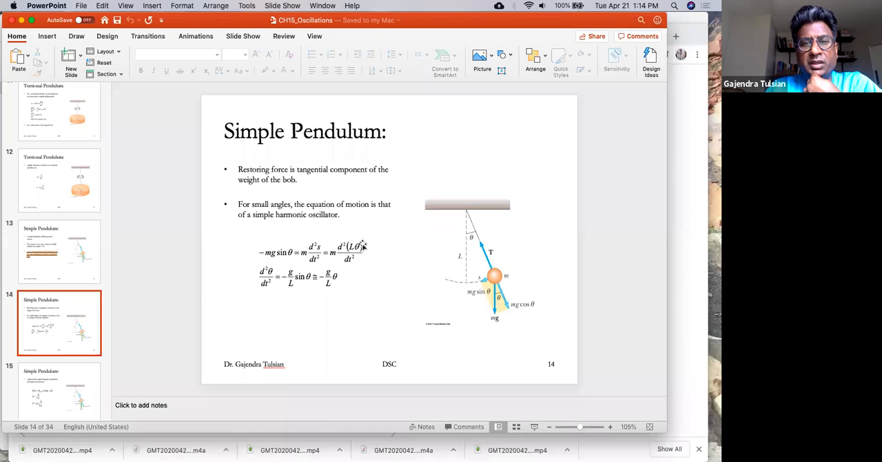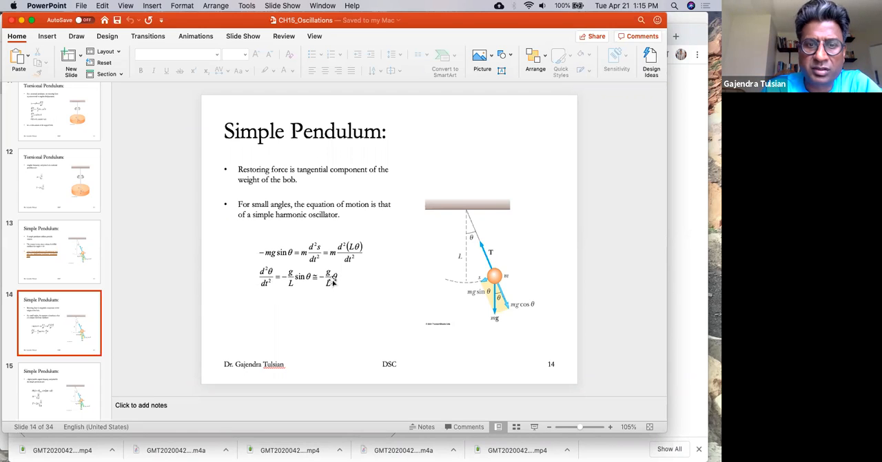So d squared theta by dt squared works out to minus g over L times sine theta. And for small angles, for angles less than 10 degrees, if you do it in radians, sine theta is equal to theta. You can test that on your calculators in radian mode. 60 degrees is about 1 radian, so take a tenth of a radian, and you'll see that sine theta is equal to theta.